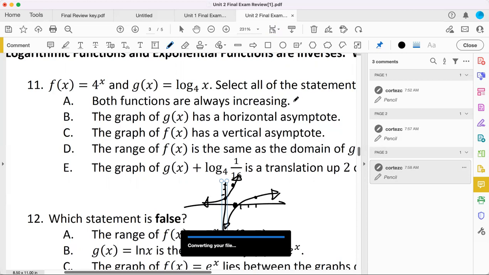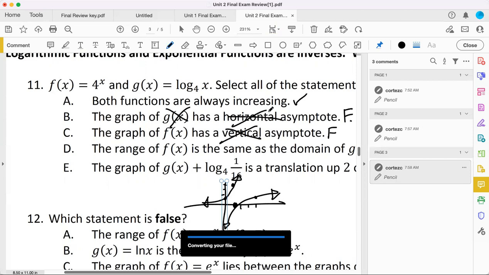What's true? Both functions are definitely increasing. This goes up to the right. This takes its time going up and to the right, but it gets there. G of x has a horizontal asymptote? It definitely doesn't. That's false. That being said, it has a vertical asymptote. F of x has a vertical asymptote? That's false.